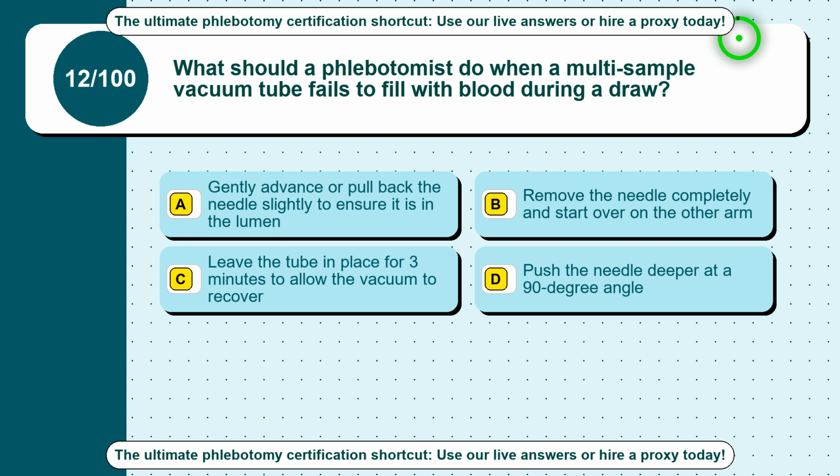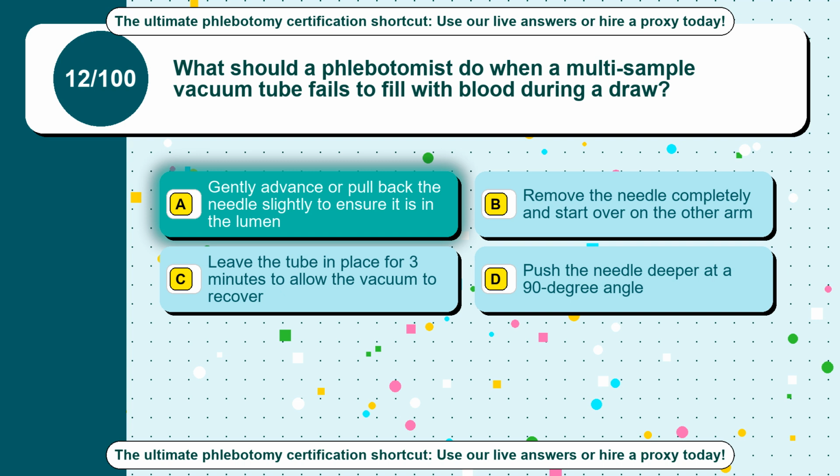Question 12. What should a phlebotomist do when a multisample vacuum tube fails to fill with blood during a draw? Option A, gently advance or pull back the needle slightly to ensure it is in the lumen. Option B, remove the needle completely and start over on the other arm. Option C, leave the tube in place for 3 minutes to allow the vacuum to recover. Option D, push the needle deeper at a 90-degree angle.